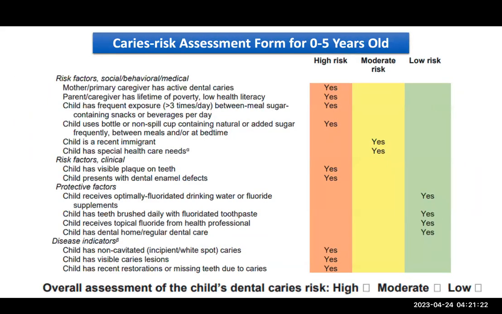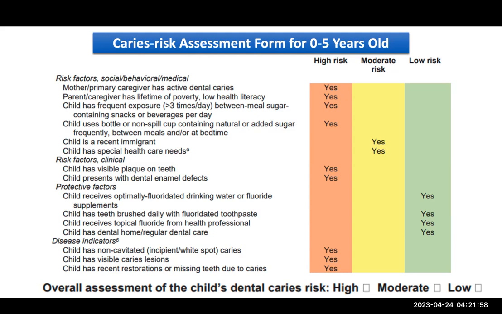So this is the typical tool for 0 to 5 year olds. The risk factors which are related to social, behavioral, and medical factors are listed on this side of the slide, and on the other side of the slide we can see that if that factor is present, whether this child has to be labeled into high, moderate, or low risk. Among the social, behavioral, and medical risk factors, if the mother or primary caregiver has active caries, then the child is at high risk.